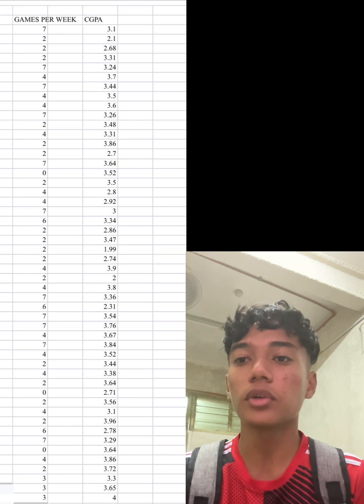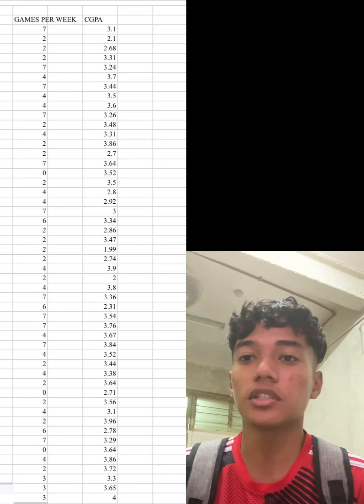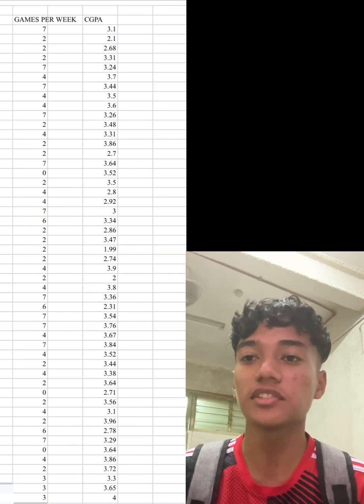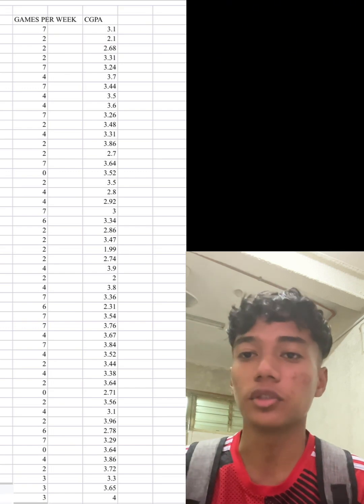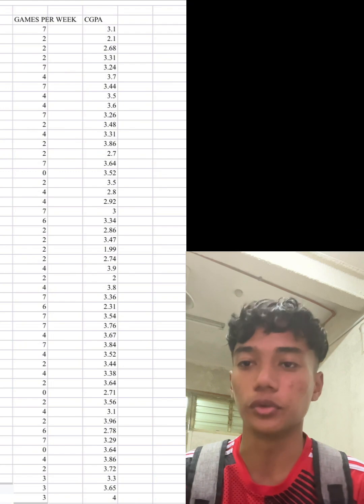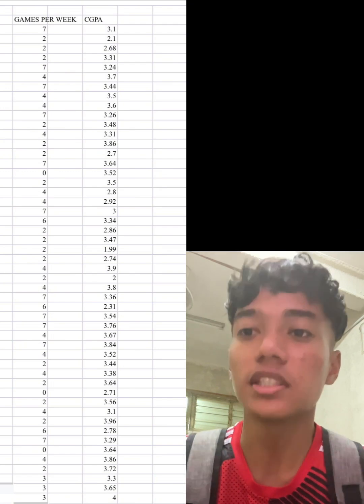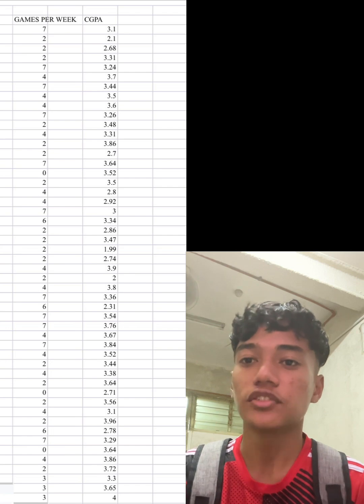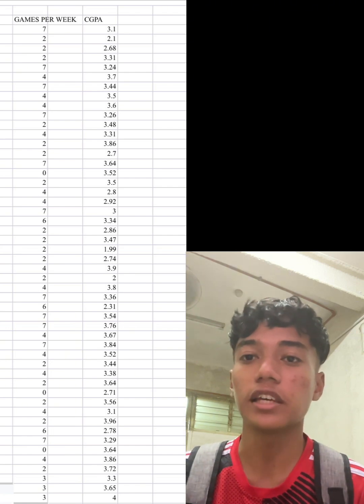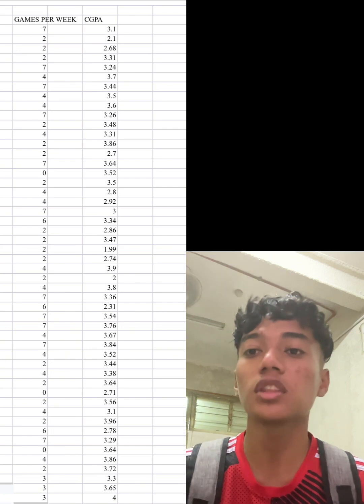The standard deviation is 2.16, the skewness is 0.27, which is slightly right skewed. The kurtosis is negative 1.03, which means a flatter distribution. So on average, respondents play around 3 to 4 times per week.